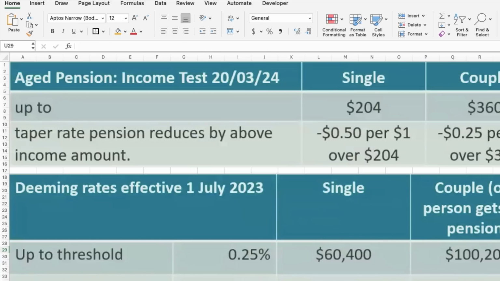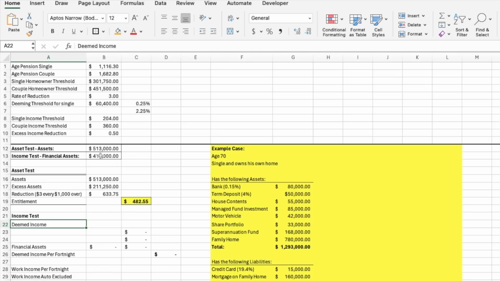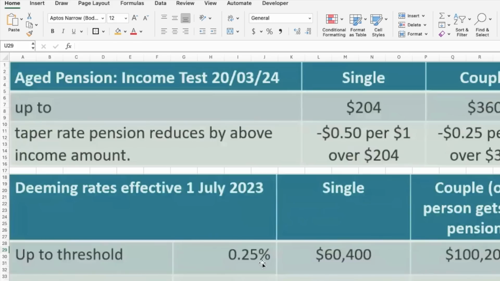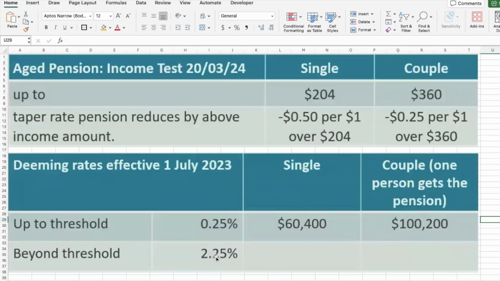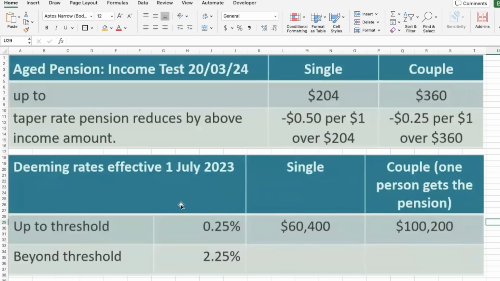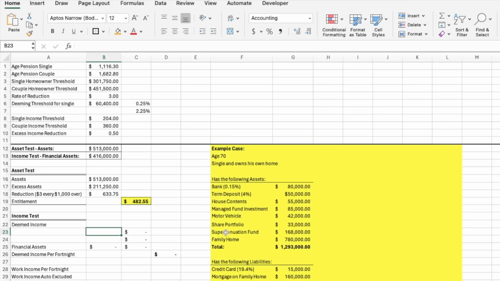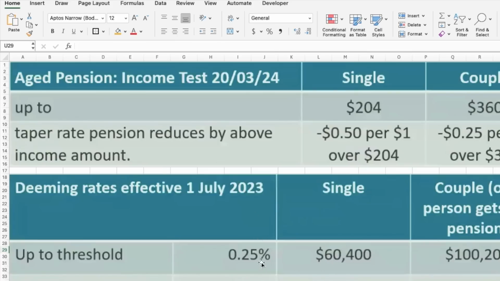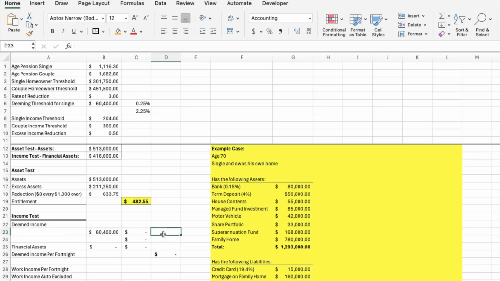$60,400 of your financial assets, so we calculated that here, is predicted to have income of 0.25%, and anything on top of that, so beyond that threshold, is 2.25%. It doesn't matter what it actually earns. To make things simple for everyone, we have these deemed rates. So again, for the first 60,000, sorry, that should be 400, as shown here, we have 0.25%.